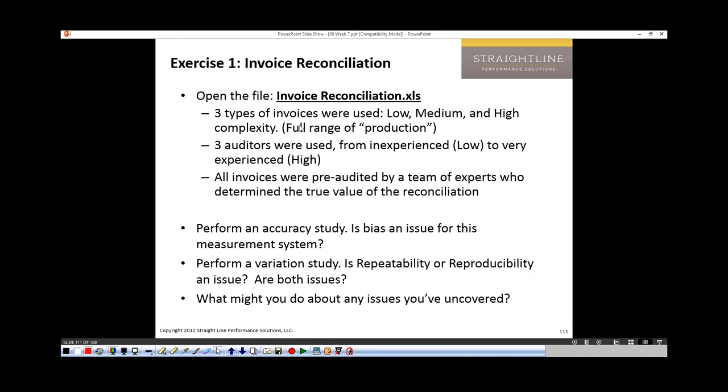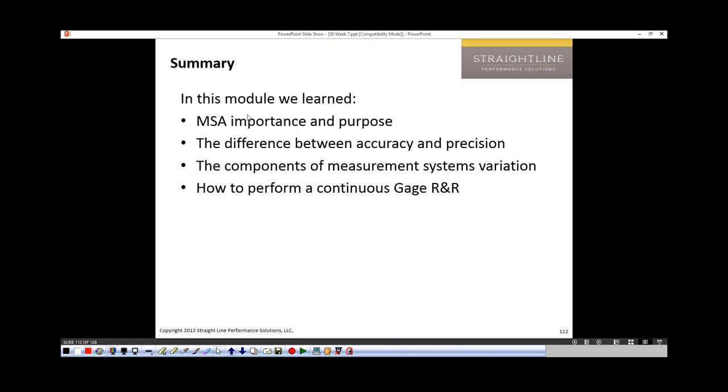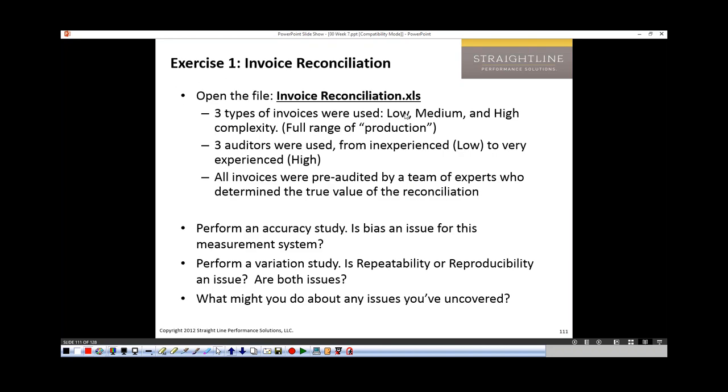Let's say I've got some invoices, and some people that are doing reconciliations on them. Let's say I've got three types of invoices: low complexity, medium complexity, and high complexity. Maybe this is for a simple account, maybe it's for a conglomerate, and for a giant conglomerate. Full range of production. I used three auditors here, from inexperienced to very experienced, so I'm getting the gamut of the auditors as well. I'm going to choose things that are over the typical range of production.